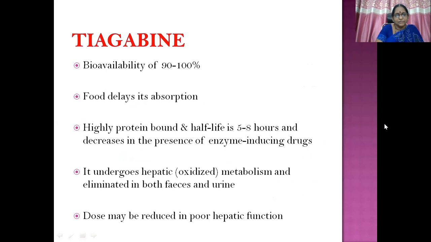Then food delays its absorption, highly protein bound, half-life is 5 to 8 hours, and it decreases in the presence of enzyme inducers. And it undergoes hepatic metabolism, eliminated in both feces and urine. Dose may be reduced in poor hepatic function.